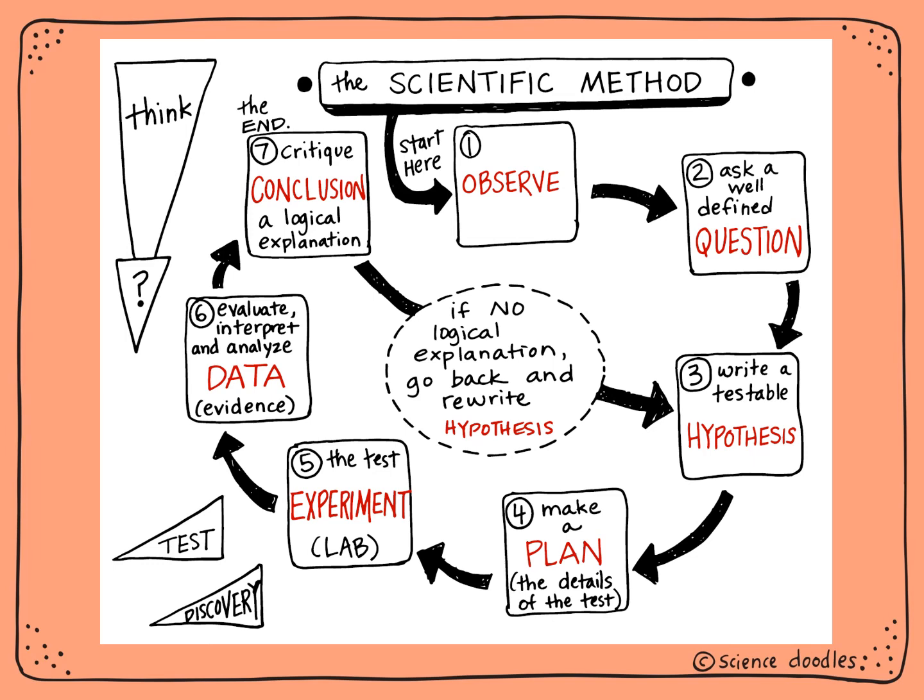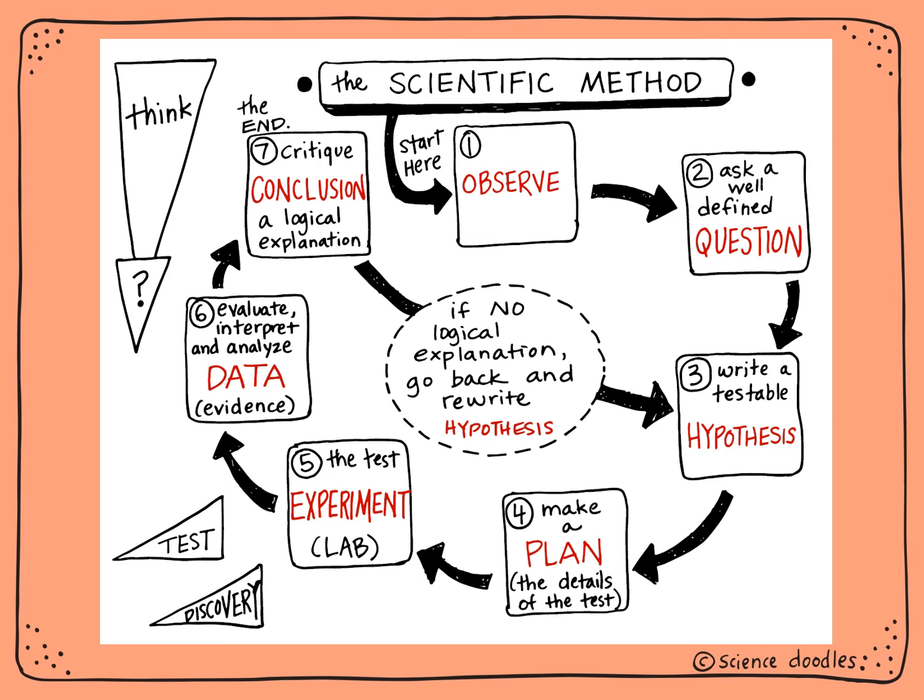And then number 7 is where you're going to do the critique. So you're going to write down a conclusion, which is a logical explanation. So it's an explanation or a reason why you got the results you did, and it's based on facts that you got in step 6. This is also where you're going to put down what you could have done better, what improvements you could make, maybe what other questions you now have that you're going to look into, and that's going to be your conclusion.